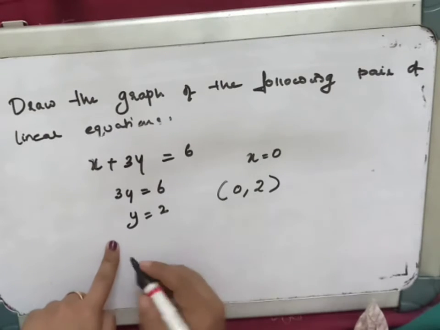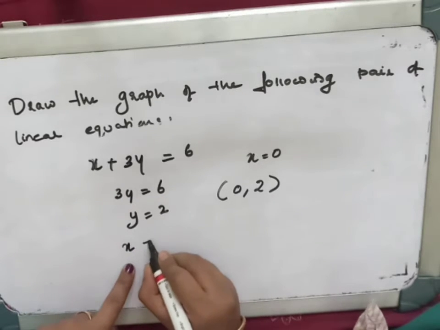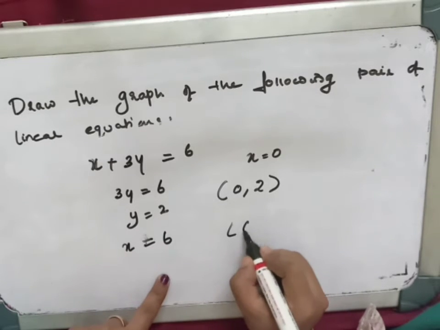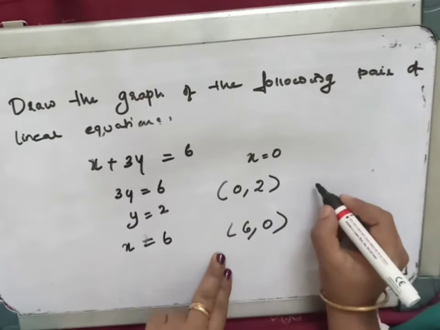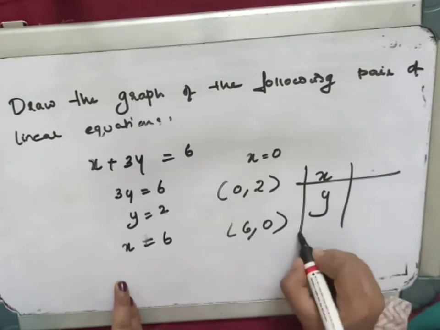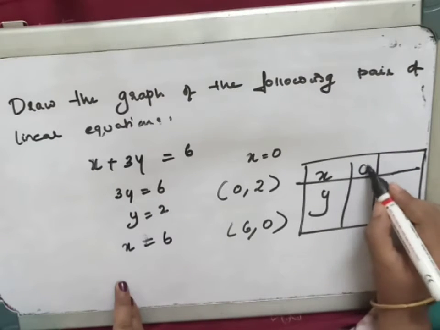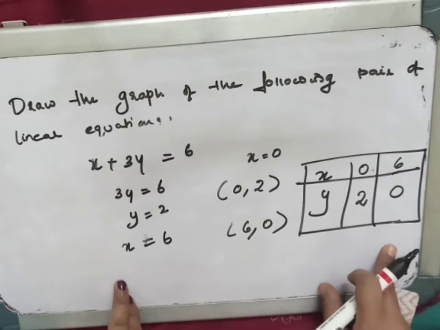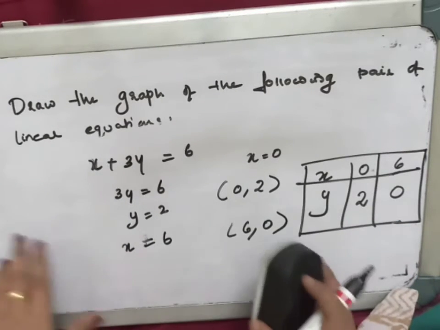Now let us find another point by substituting y is equal to 0 in the equation. So we have x is equal to 6. So 6, 0. This is another point. So we have obtained 2 points for the given equation. Let us represent that in a tabular form. x is equal to 0, y is equal to 2, x is equal to 6, y is equal to 0. So these are the 2 points that satisfy the first equation. Now let us see the second equation.